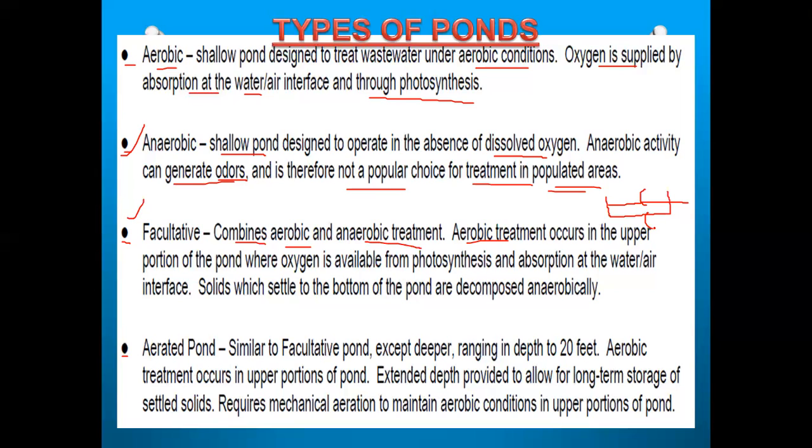Aerobic treatment process occurs in the upper portion of the pond, right? Upper portion of the pond, where oxygen is available from the photosynthesis process and absorption at the water surface. Solids which settle to the bottom of the pond are decomposed anaerobically, right?